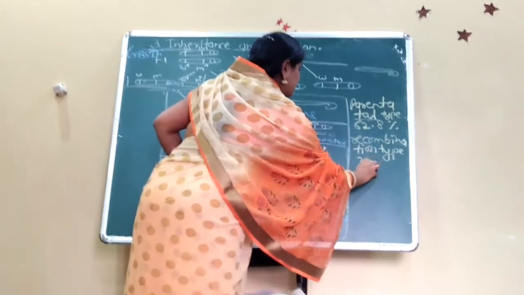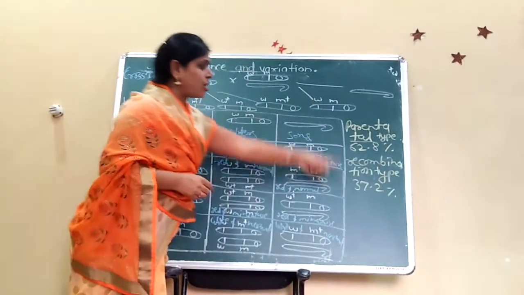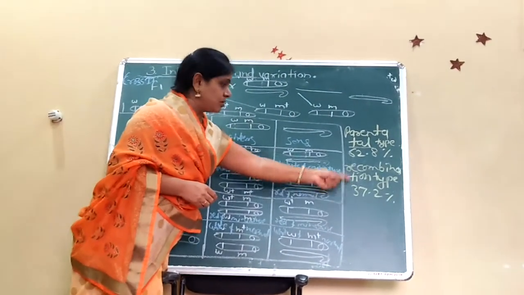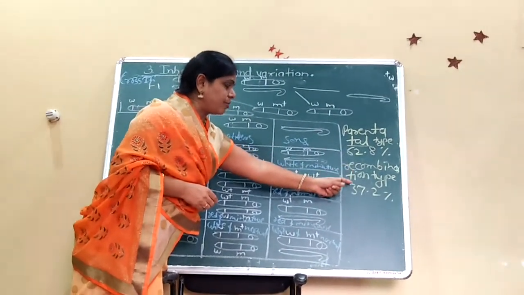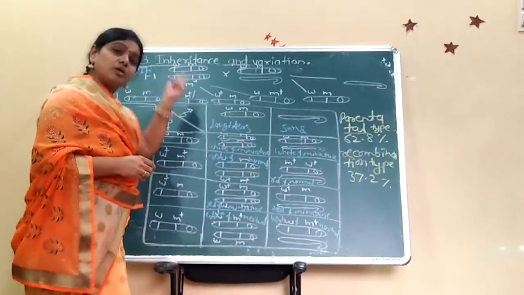Then the recombination type is 37.2% here. Because of this, the parental and the recombination types here show that recombination is much higher because of crossover.